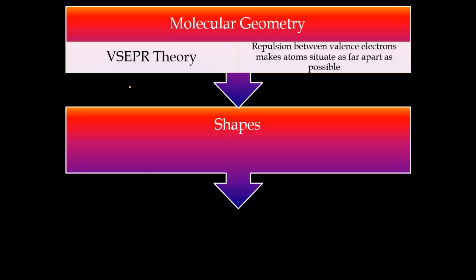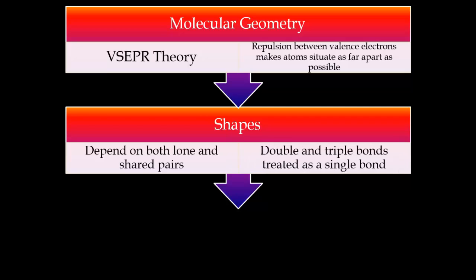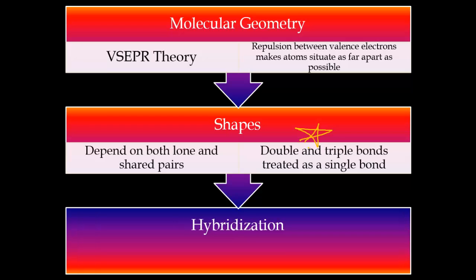When we start looking at shapes, we're going to depend on both their lone pairs and those shared pairs. Lone pairs would be those extra dots around our elements. Shared pairs are ones that connect two elements together. Big thing here to remember is that our double and triple bonds are treated as a single bond. And finally, we're going to briefly talk about hybridization.